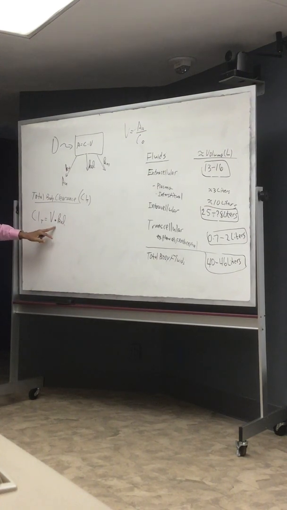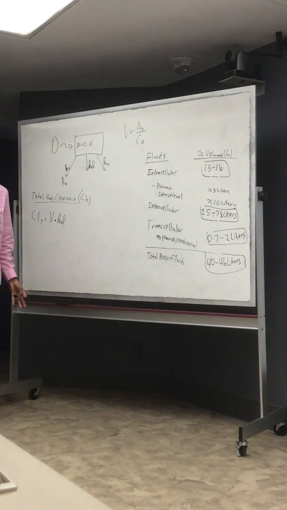V times KEL is not an estimate of volume of distribution, but clearance. So it's going to have units of volume over time, because remember, KEL is reciprocal time and V is in volume units. So this might have units hypothetically of, say, liters per hour. That's one thing you need to know about it, okay?